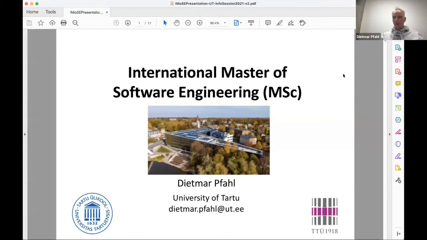And also thanks to Eero for his talk about the computer science program. I will talk about the Master of Software Engineering program. My name is Dietmar Pfahl, as Anna said. I will try not to repeat everything that Eero said. I will try to point out the differences between the computer science program and the software engineering program, because much of the general information about scholarships, etc., is in principle exactly the same in both programs.